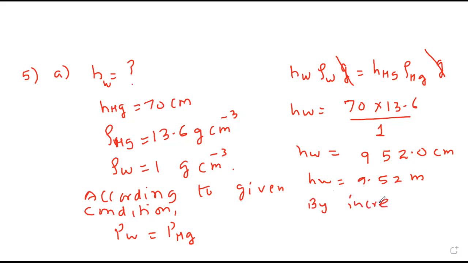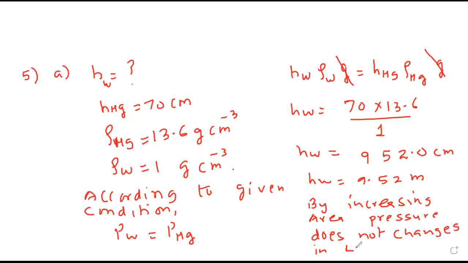Now, by increasing area, pressure does not change in a liquid column, because it depends upon height, density, and acceleration due to gravity, but not on area for a liquid column. Copy the fifth also.